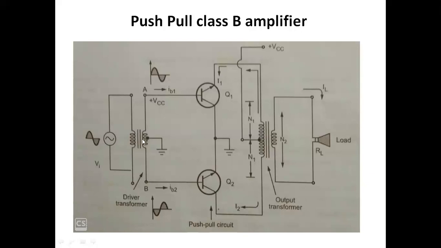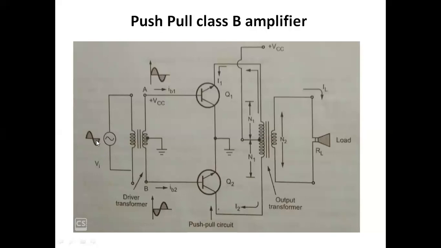When we are applying some negative half cycle, the point A becomes negative. That is the voltage whatever we are applying, that voltage appears at point A. That is, at point A we have some negative voltage, and at that point, because of this center tap transformer, we have some positive offset that will be shifted to positive.